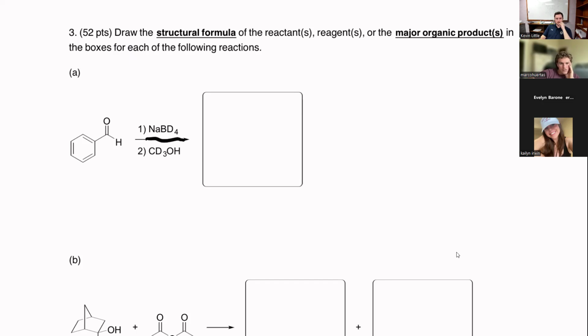What are things attached to a metal? Nucleophilic. Yeah, so what's nucleophilic in this case? D. Yeah, D. So I have a negatively charged D. What's going to happen? We're both saying the same thing.